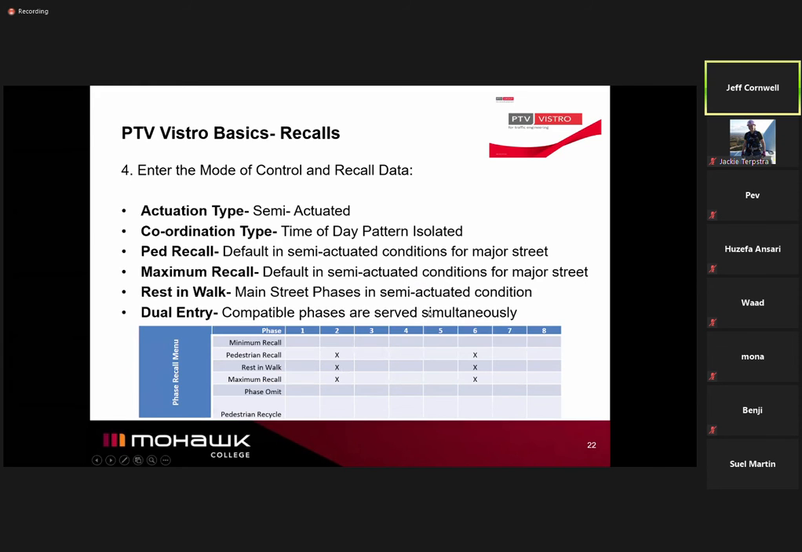And then once you add this stuff, you want to go through and add that it's semi-actuated. We're going to do time of day pattern isolated. We're going to do ped recall, which is the default for semi-actuated. Max recall will be for the major street. Rest and walk, we want to pick that option as well. And we want to pick dual entry because we're going to have compatible phases being served together. So I'm going to go back to the Vistro model now.